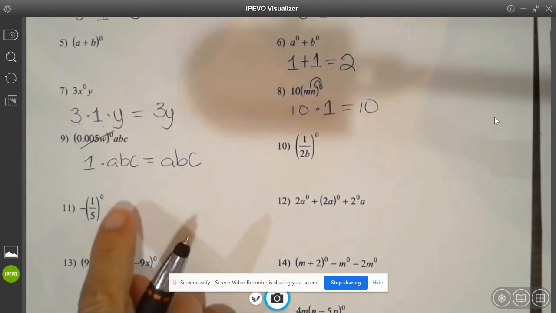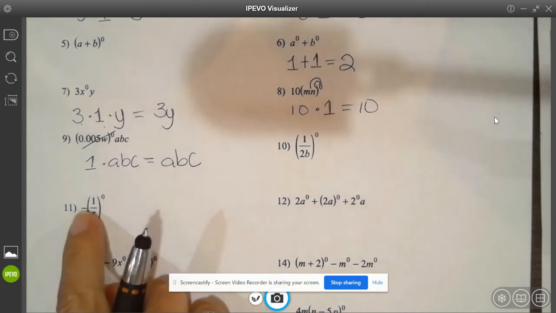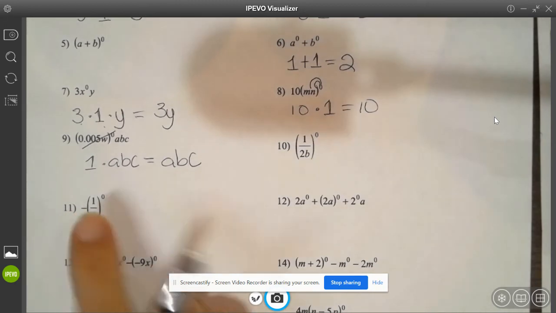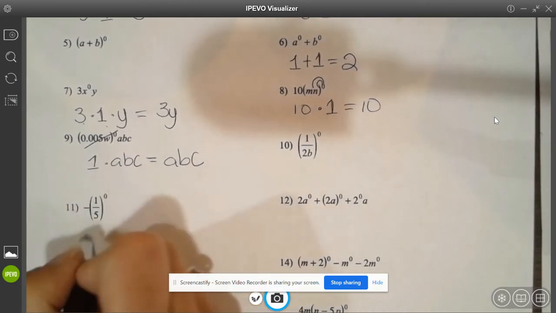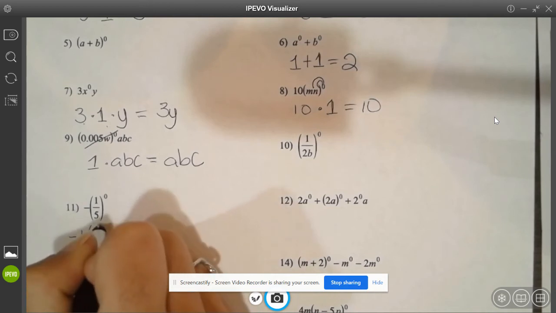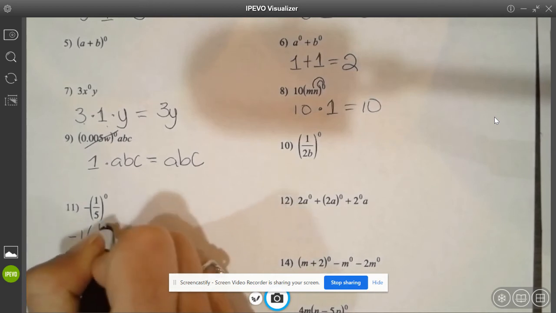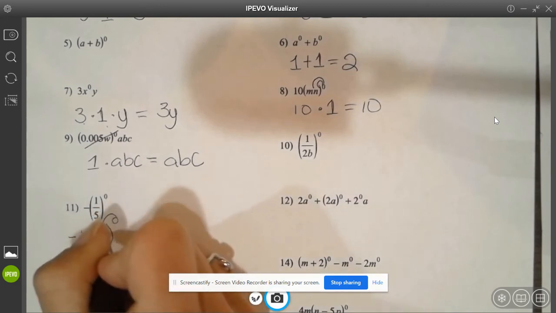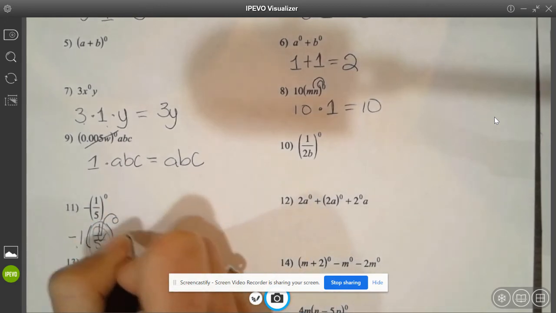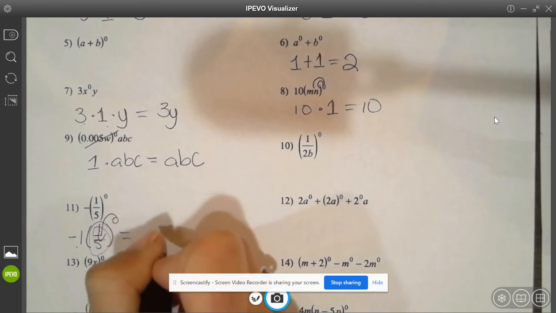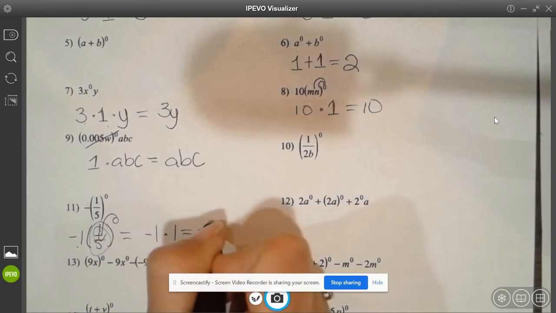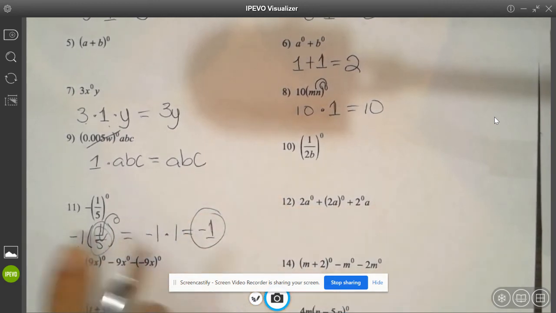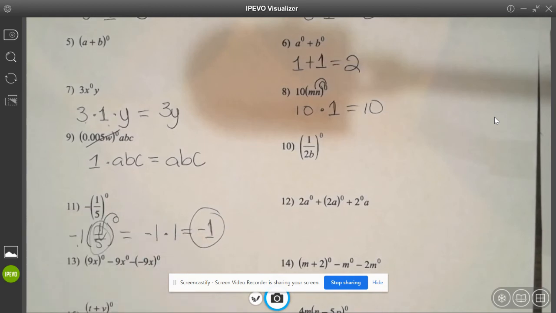That is a very interesting one here because the negative is outside the parentheses, not inside. So that means that this is negative 1 times 1 over 5 to the 0 power. Look at it that way. The only thing that's being raised to the 0 power is whatever's inside here. So the answer is negative 1 times 1, which is negative 1. So be careful with these fancy ones here, right?